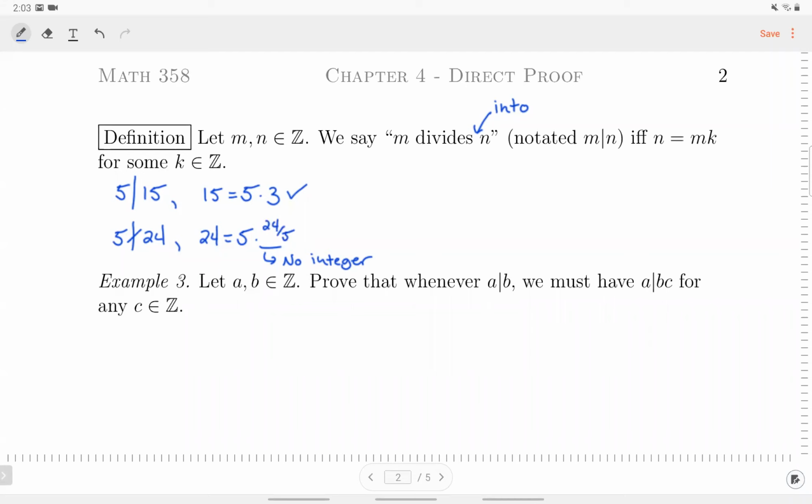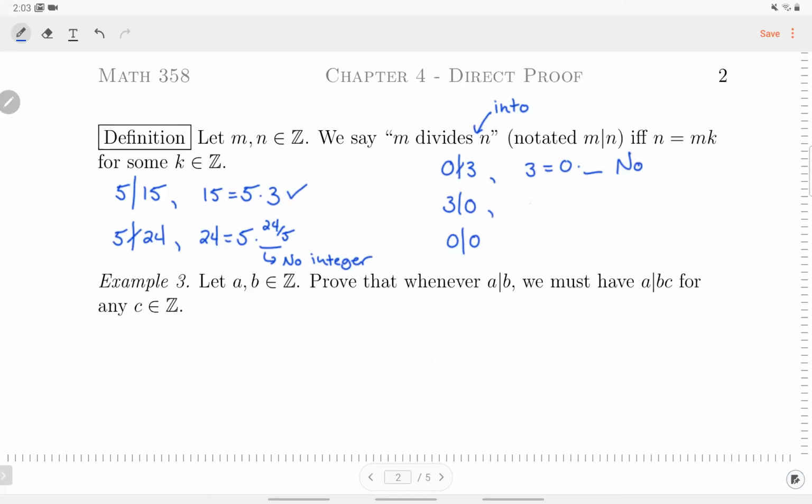Now, what's interesting here is 0. So let's do a few cases with 0. So let's check 0 divides 3, 3 divides 0, and 0 divides 0. We're going to see if any of these are true. All right, 0 divides 3. That would mean that 3 equals 0 times something. Well, definitely not. So that one's a no.